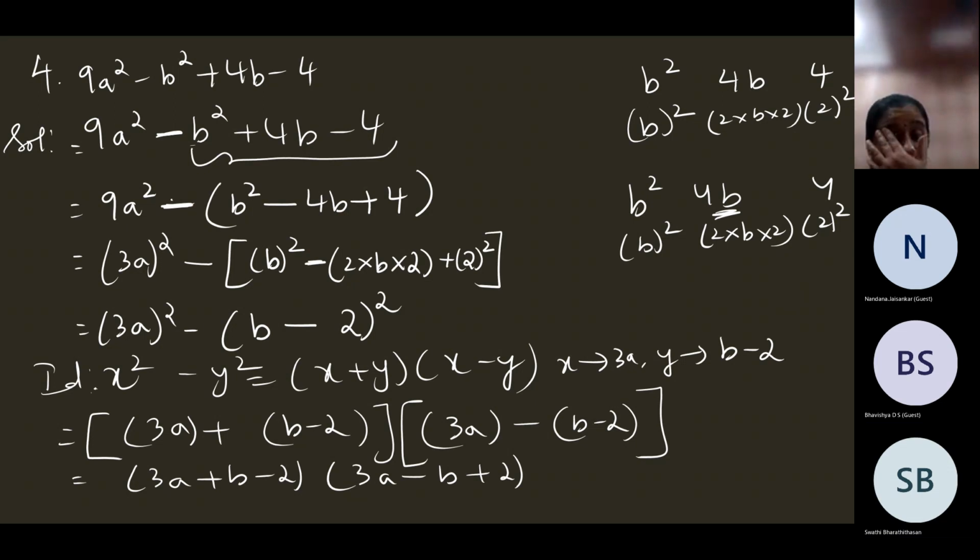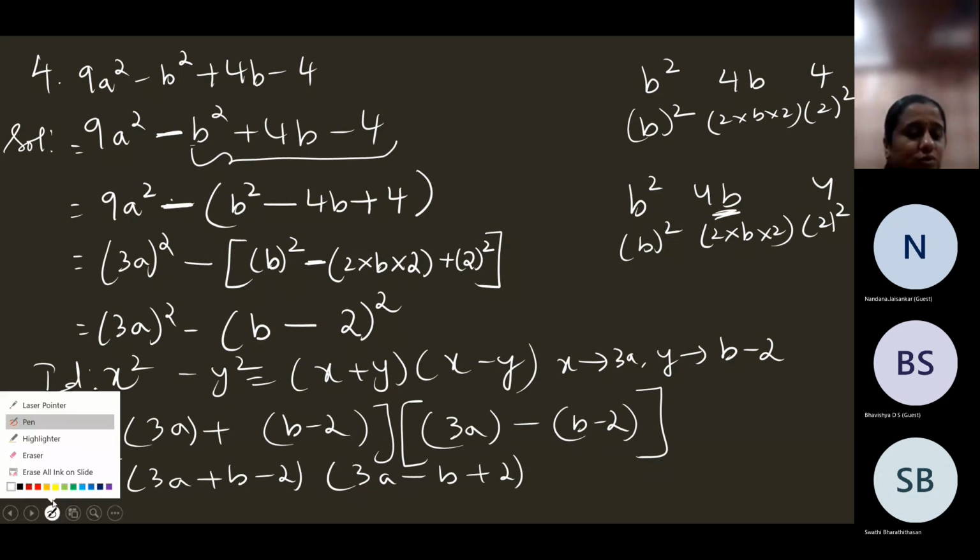See the answer? It's a product of two factors, like 6 is equal to 2 into 3. Factorize 6: 6 is equal to 2 into 3. Similarly, the given expression is equal to a product of two factors, 3A plus B minus 2 into 3A minus B plus 2. So this is your question.